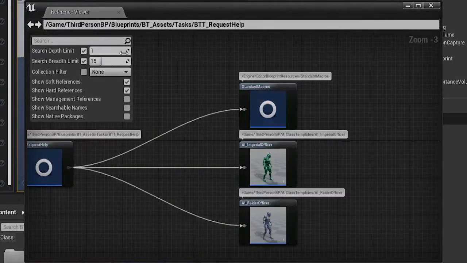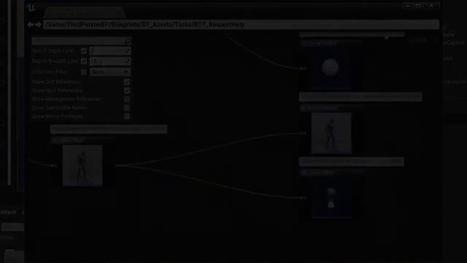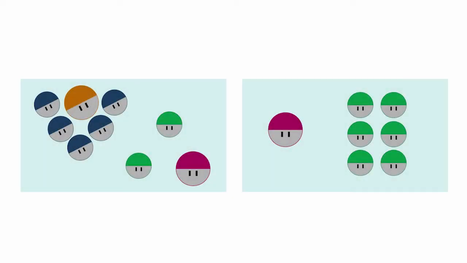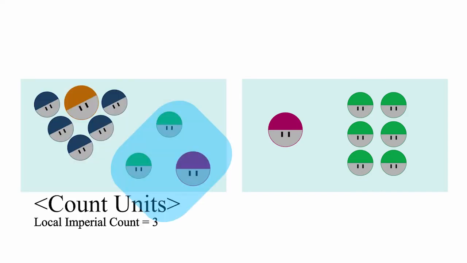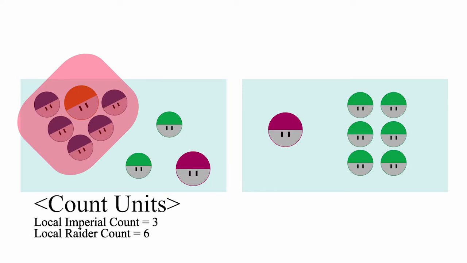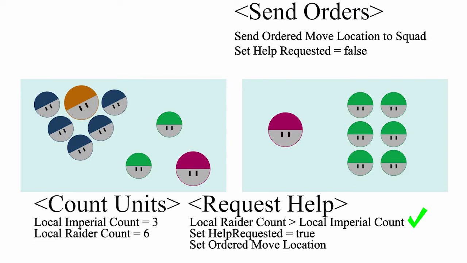To confirm that I really have this problem, I'll have to take a look at the flow of information in my behavior tree. Let's focus on the behavior tree of this Imperial officer. Once in a while, the behavior tree will trigger a task that tells the control point to report how many units on each team are overlapping with it. Then the behavior tree will trigger another task that tells the officer to call for help if he is outnumbered. Finally, the other officer relays the location of the fight to each of the soldiers in his squad.